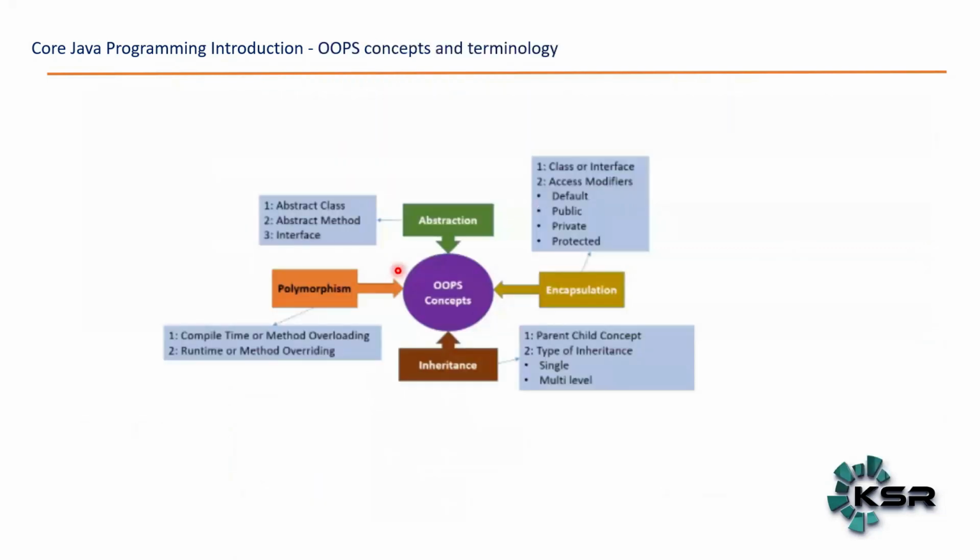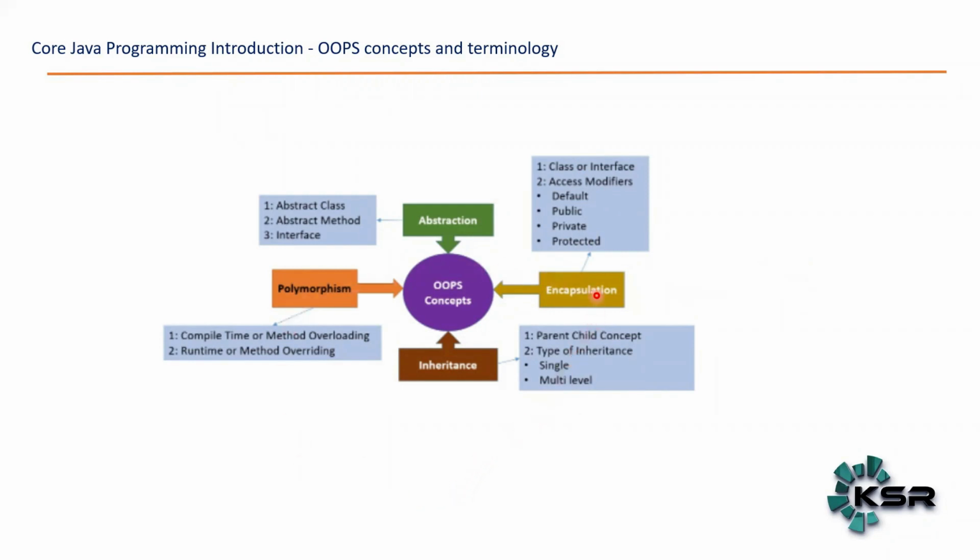So we have different OOPS concepts. For abstraction, we have abstract class, abstract method, interface. And you have class or interface access modifiers. As I said, how access is there: default, public, private, protected. All those things are about access, like within a house, whether you have access to the living room or whatever. These are all the concepts, clubbed in a single pictorial representation. We'll see each and every concept in the coding part.